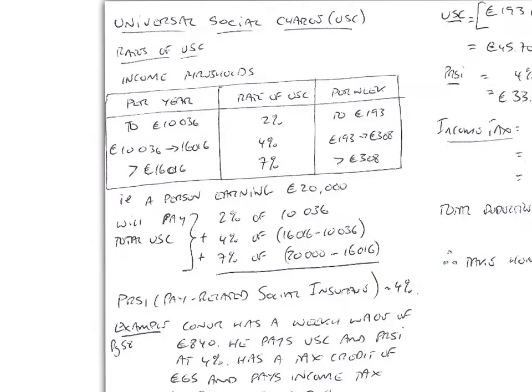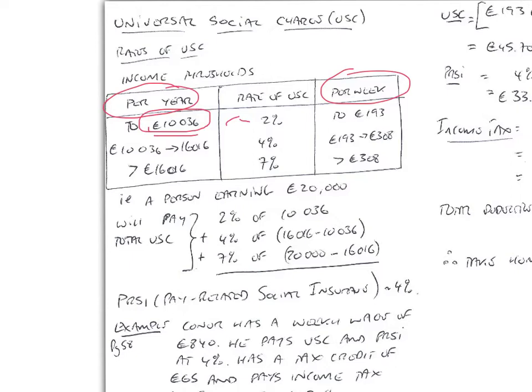Okay, let's talk about Universal Social Charge, USC. So USC has rates, and they're based on how much money a person earns. The rates are given and calculated either per year or per week, because some people might just work on a weekly basis in the summer or whatever. So per year, a person will be charged 2% of up to 10,036 euros of their salary. So if a person earns 9,000 a year, then they'll have to pay 2% of that in USC.